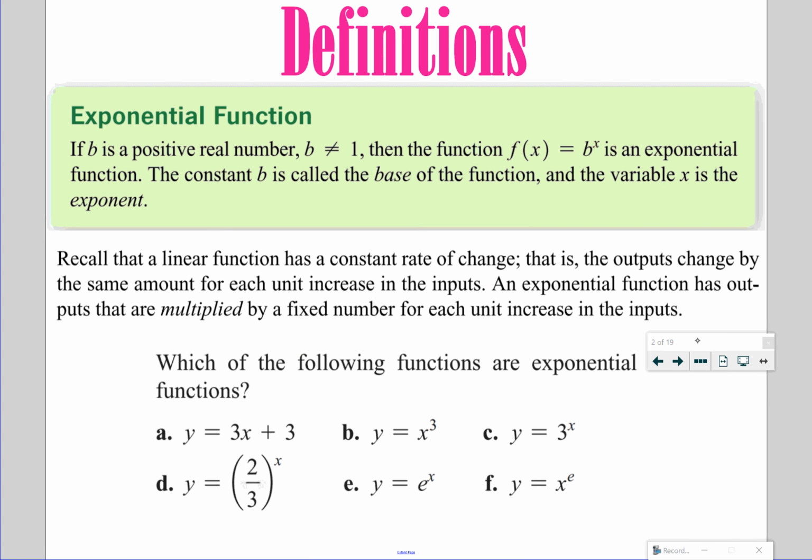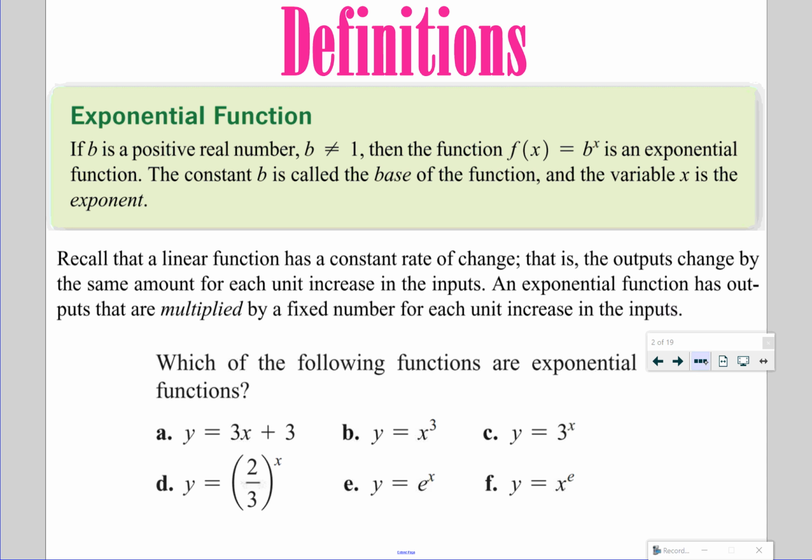So we're going to start out with just the general definition of an exponential function first. It says if b is a positive real number and b does not equal 1, then the function f of x, or y, equals b to the x is an exponential function. The constant b is called the base of the function, and the variable x is called the exponent. So we would read this f of x equals b to the x power, or the exponential function of base b to the x power.